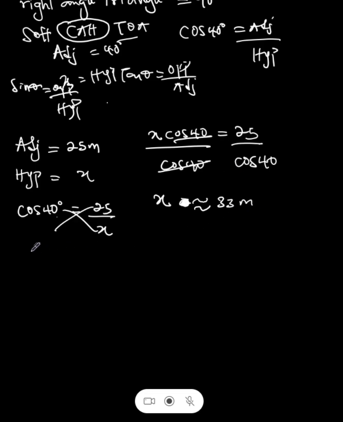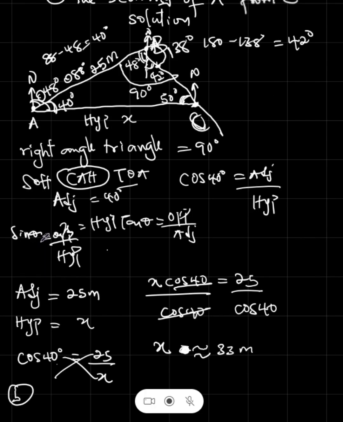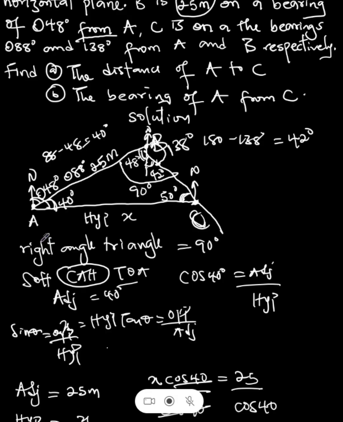Now, question 2, the B question, says find the bearing of A from C. You see, this word "from" is very important. It means we are looking for the bearing of A, but starting from C. So if you start from your North Pole, you go towards this point where we meet the line A. So this will be our bearing of A from C.